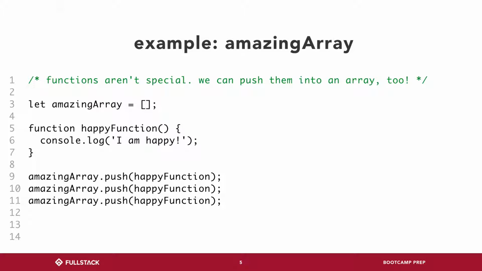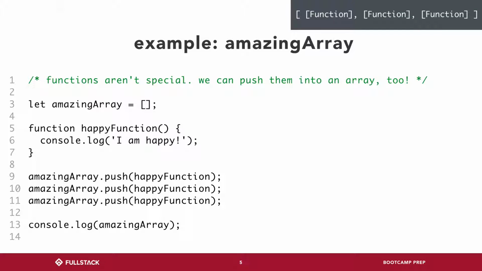So technically, you can iterate over this array and start calling each element of the array because it's a function. So much like a string or a number, we're pushing functions into the array. When we log it, it'll just say function, function, function, and we can then loop over this array and start calling them if we wanted to, like invoking each element.